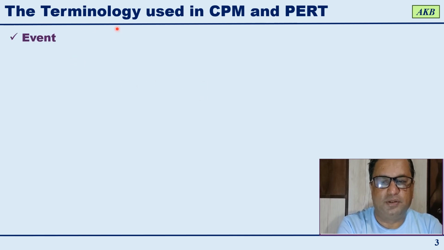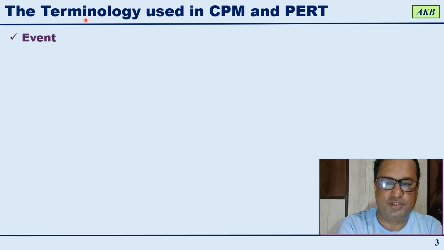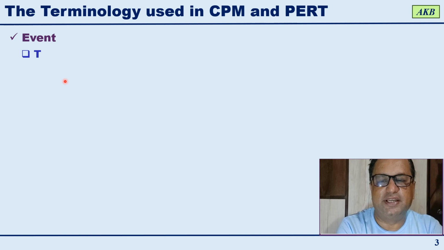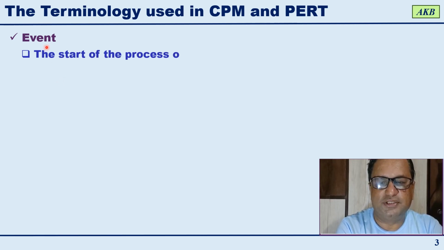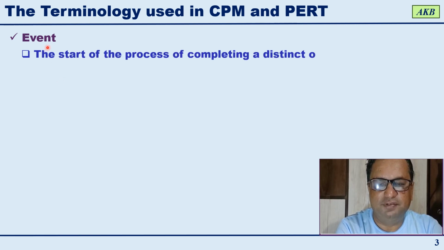Now, next, let us understand the terminology that is used in these two networking techniques, CPM, critical path method, and PERT. What are the terms that are used in these two techniques? First, let us understand event. So, what is this event?